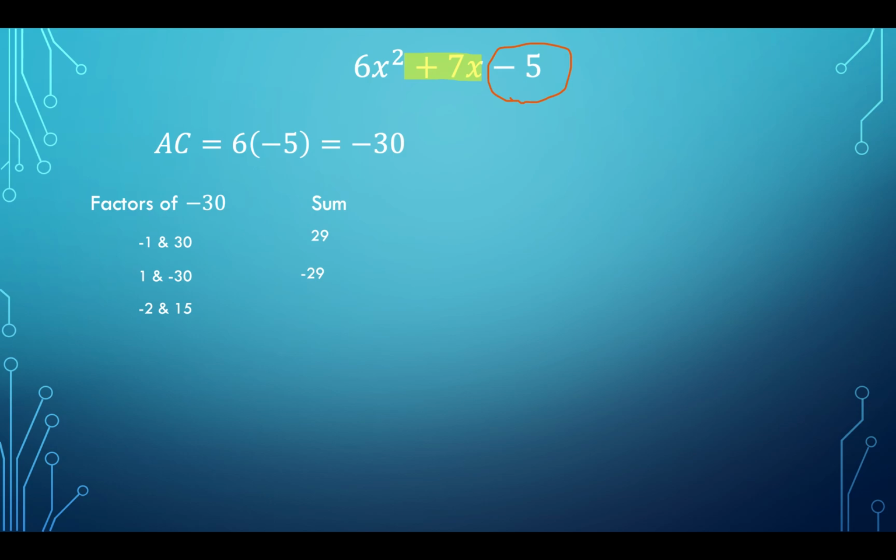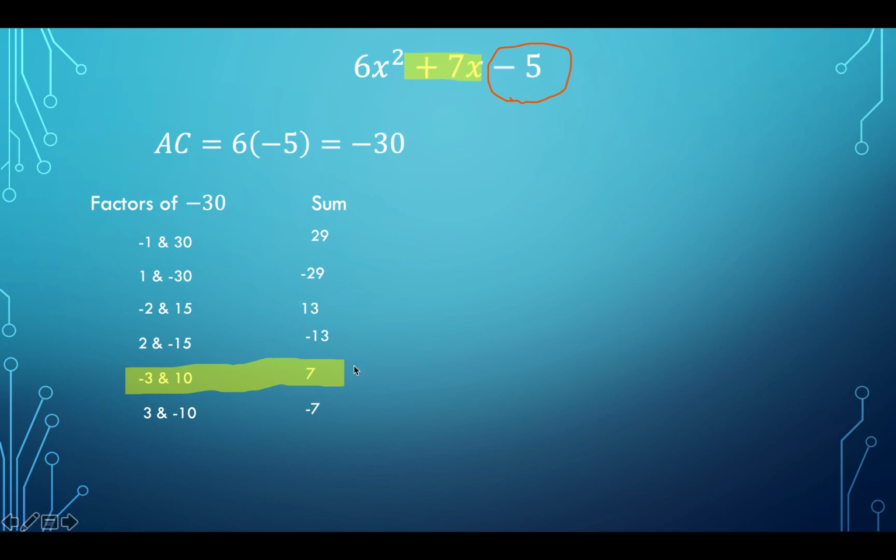We can also do -2 and 15. If we added them we get +13, or we could do 2 and -15. If we added those we get -13. We can also do -3 and +10. When you add those together we get 7. We can also do 3 and -10. If we add them we get -7. Now the list continues for factors of -30. I'm going to stop here. Why? Because I found the sum I was looking for.